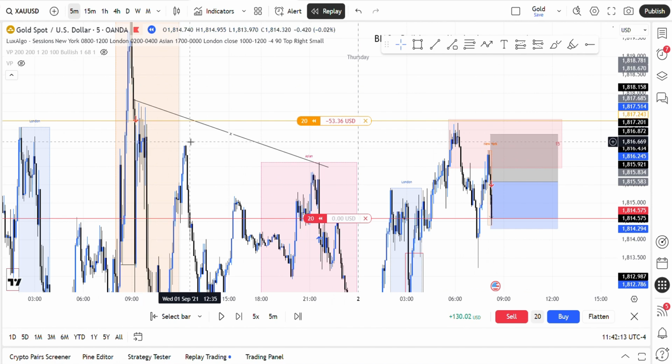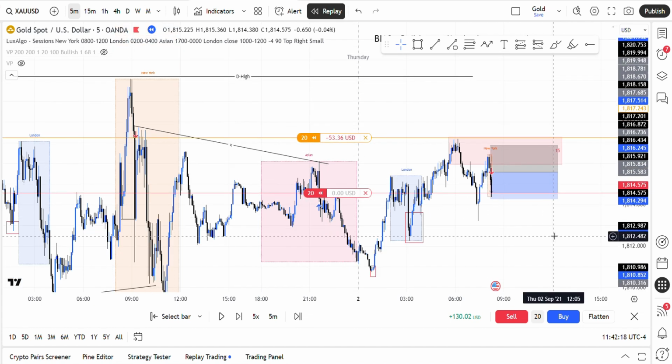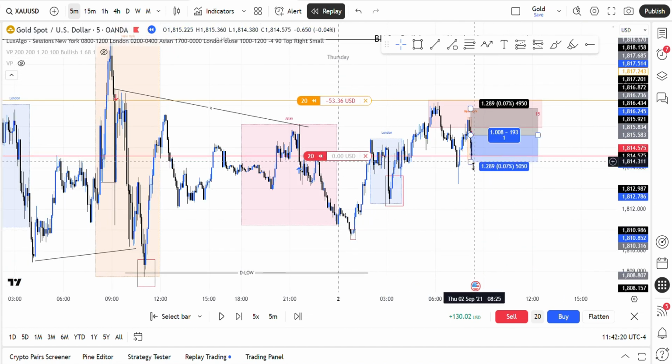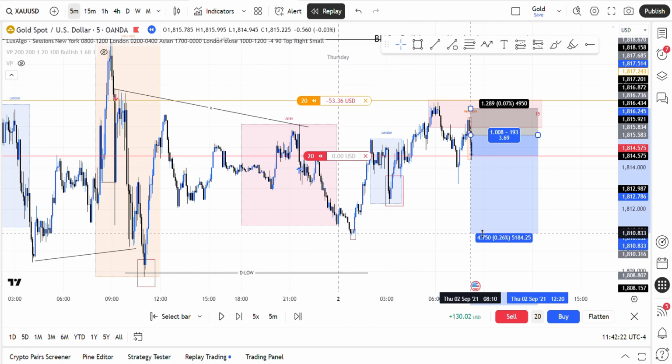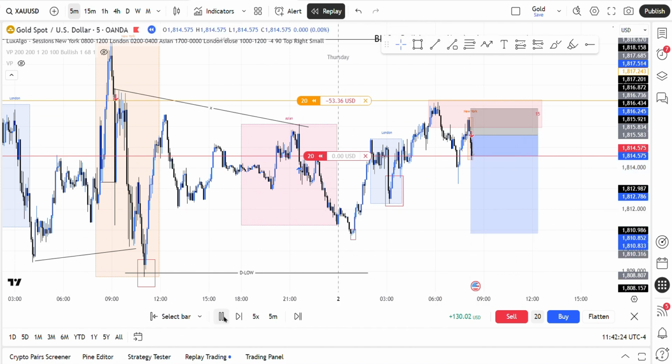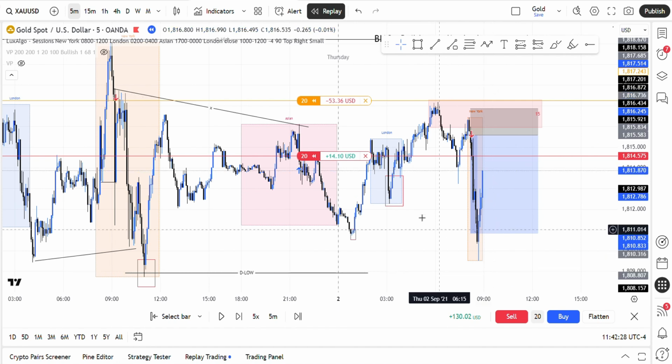We took out these highs and then gave a break of structure. There is an inducement. Break of structure is a confirmation, and then mitigation. We took a sell here. Our target will be these lows. Straight away the market went here.